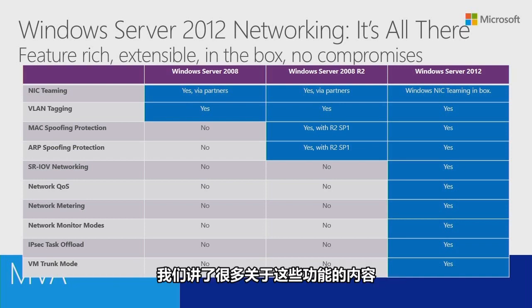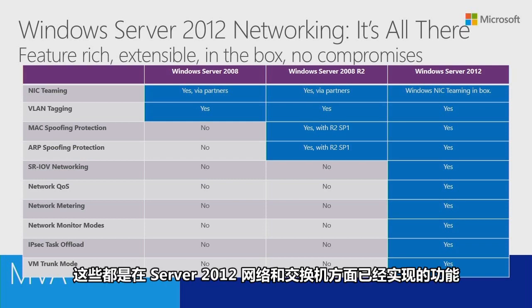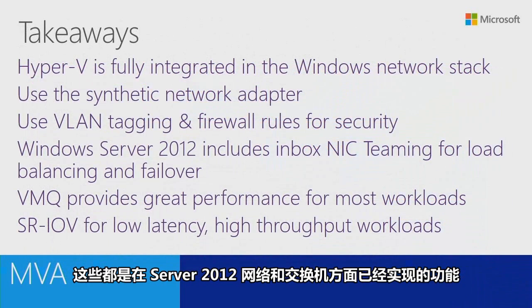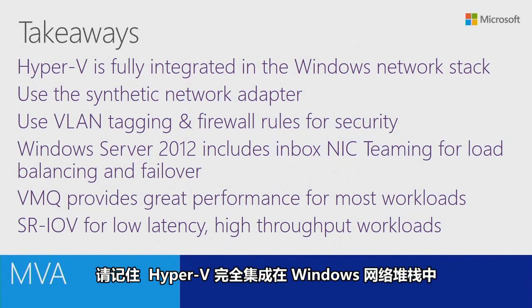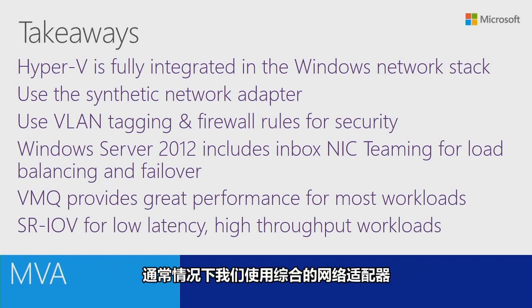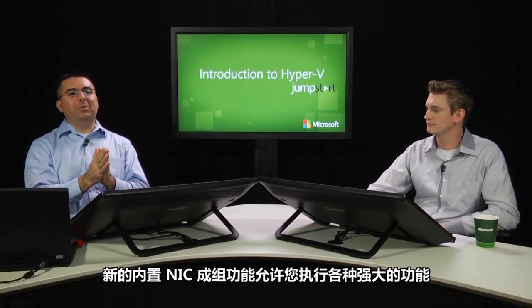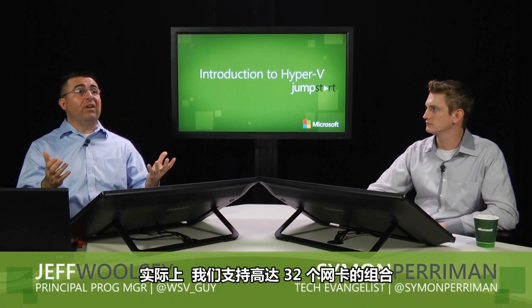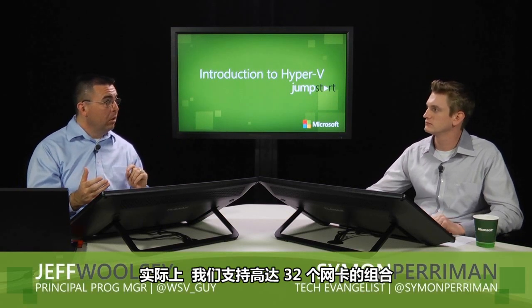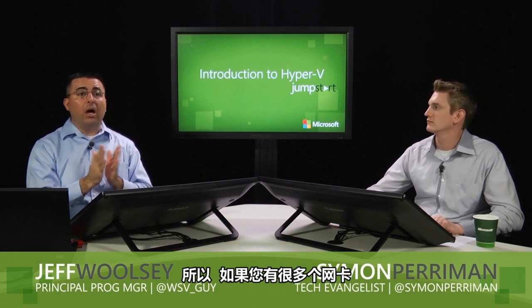I know we kind of whisked through a bunch of those things here, but that's very much what's been happening here in terms of the Server 2012 networking and switching. So understand that Hyper-V is fully integrated into the Windows network stack. Always remember, default to the synthetic network adapter. The only time to use emulated is for PXE. VLAN tagging, firewall rules for security, all there. Take a look at the new inbox NIC teaming. Again, it allows you to do all sorts of cool things. In fact, we support up to 32 NICs in a team. So if you got a lot of NICs out there, you can team them all, again, even from different vendors.